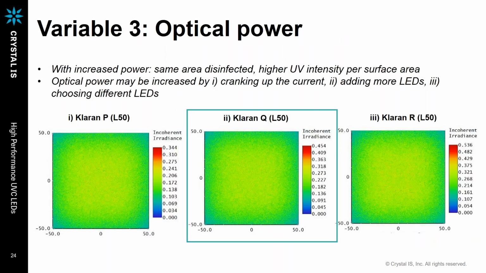And then, of course, the last one in the variable column is the optical power. We have different LEDs, and you can find them on our website. The difference between the Clarence P, Q, and R is basically the power output. What we are showing here is that the highest powered LED is not necessarily the best solution for you. We feel that in this case the Clarence Q, which is the second highest power, might be a better solution depending on the microbe we are trying to disinfect.